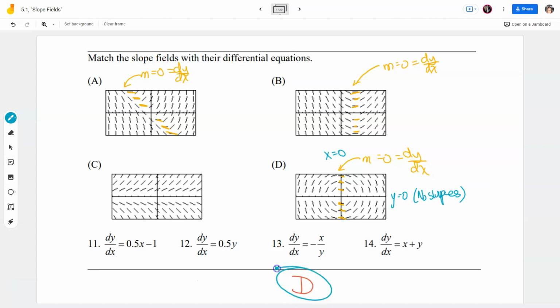I agree. Benny, what else? Yeah. 11. Goes with? B. How come? Well, I think of it a different way. If I see an x in the equation, I just think all the y values need to be the same. And I look at the graph on B, and all the slope fields are the same on the y-axis. So we could say that we would have parallel, how would we put that in words? Parallel vertical slopes? Yeah.